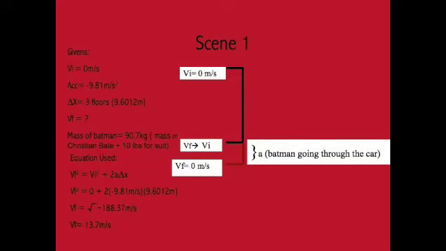Using our givens, Batman has an initial velocity of 0 with the acceleration of gravity. We found that since Batman is jumping 3 floors, it would be approximately 9.6 meters. We then used the fourth equation to solve for the final velocity, getting 13.17 meters per second.